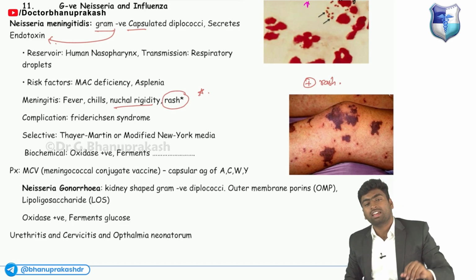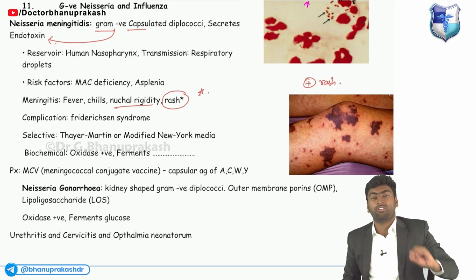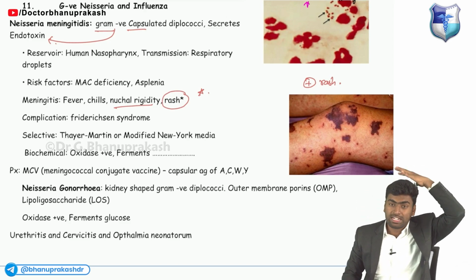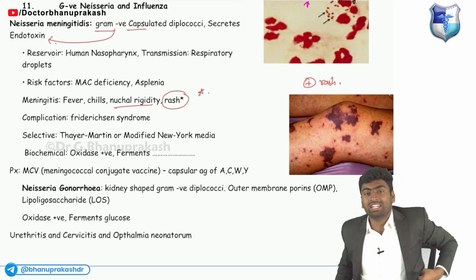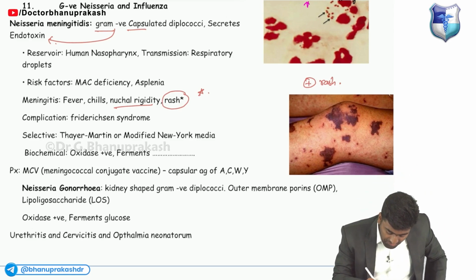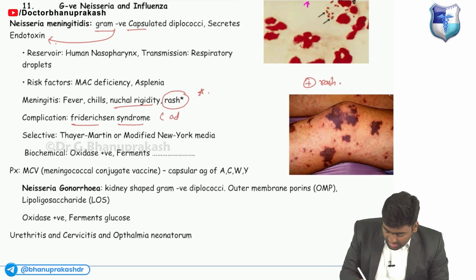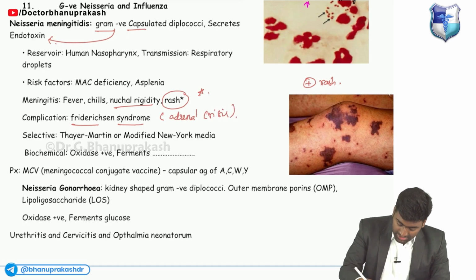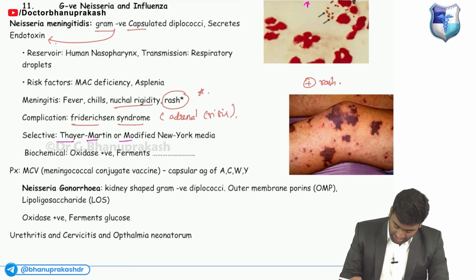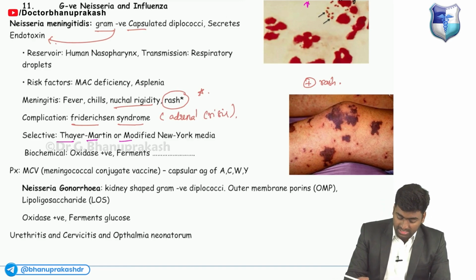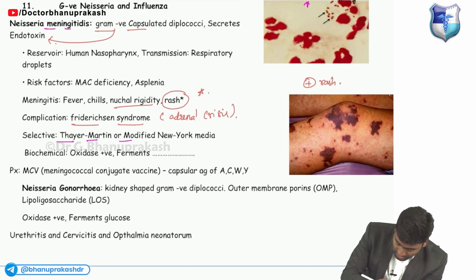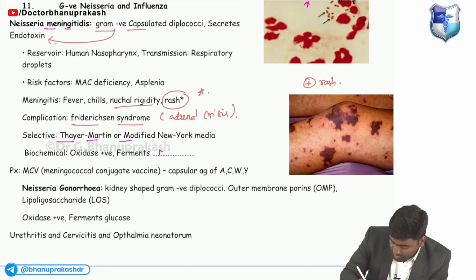Remember, Neisseria always produces some complications, whereas Neisseria meningitidis causes meningitis along with a complication in the adrenal gland. It is known as Waterhouse-Friderichsen syndrome, which is adrenal crisis. Adrenal crisis. And as a selective media, it will use Thayer-Martin medium. Okay, Thayer-Martin medium. And it ferments both mannitol and glucose.